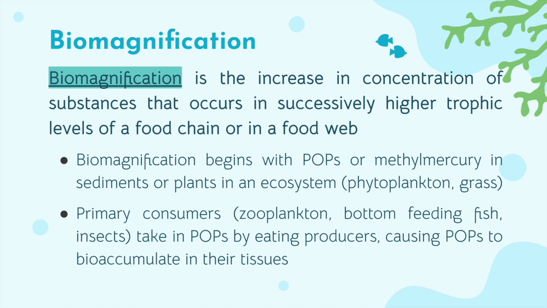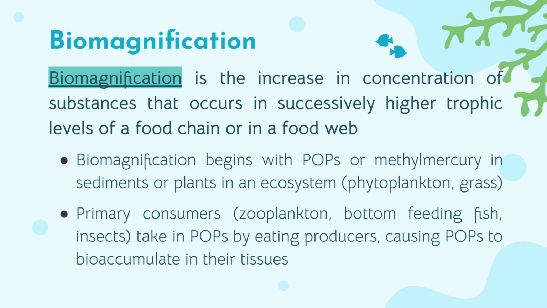Biomagnification, on the other hand, is the increase in concentration of substances that occurs in successively higher trophic levels of a food chain or in a food web. We've talked about this before as well, so this will come up on slides later on in this presentation. But the consumers at the top of the food web, according to the 10% rule, need to eat a higher amount of food in order to obtain the same amount of energy as those organisms lower on the food chain or food web.